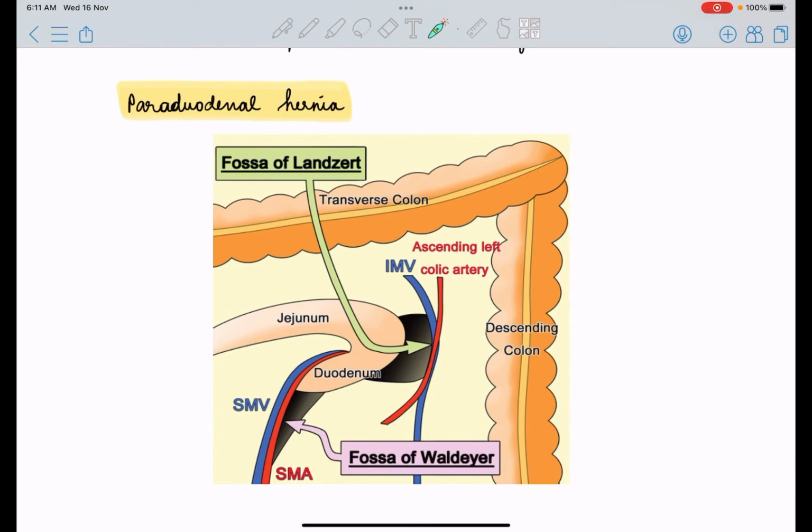Similarly, for right paraduodenal hernia, anterior to this fossa of Waldeyer lies the superior mesenteric vein and superior mesenteric artery. We have to be extra cautious because if we somehow damage the superior mesenteric artery, the blood supply to the entire small bowel is gone. So we have to be aware of these anatomies, and we have to be extra careful while we reduce the bowel back into the peritoneal cavity.